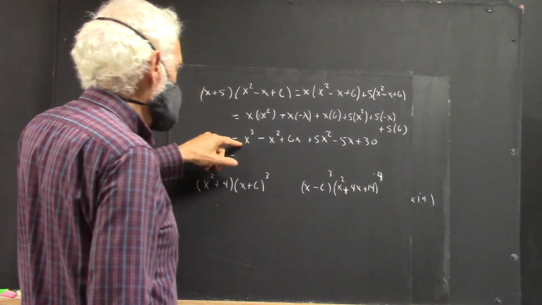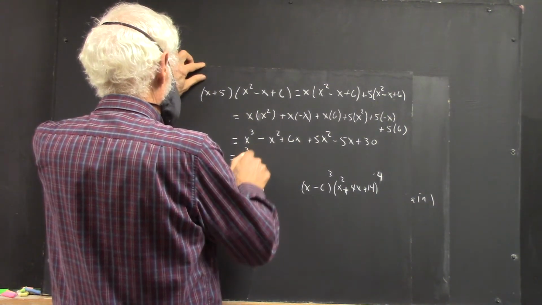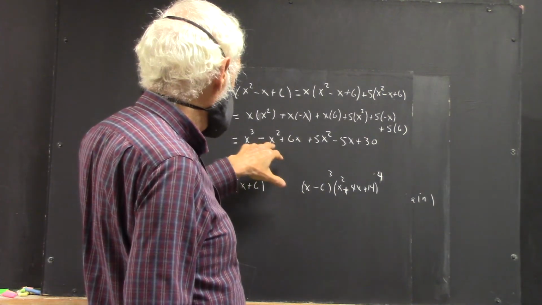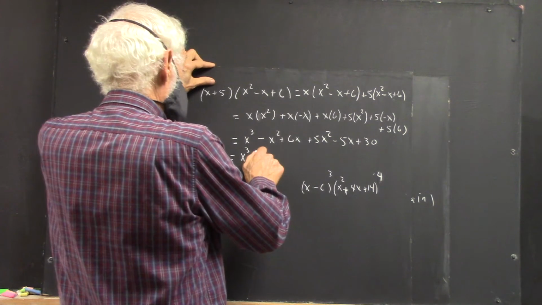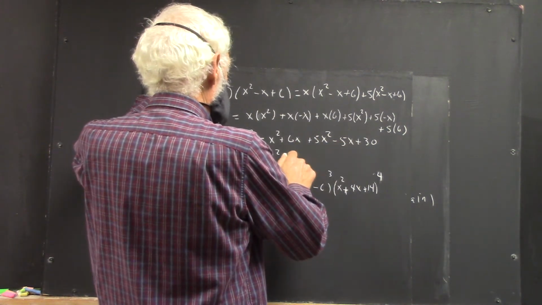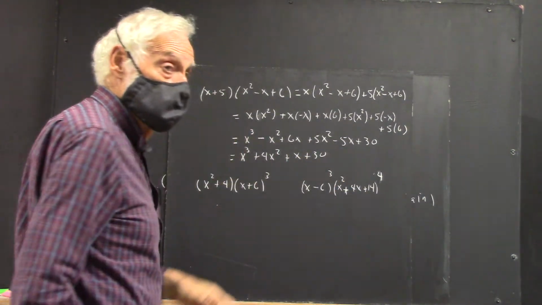And now we only have one x cubed term. I'm kind of shortcutting this. I'm not going to rearrange it and everything, but I could. A negative x squared and a 5x squared gives you 4x squared. 6x and negative 5x gives you plus x, plus 30. And there it is.